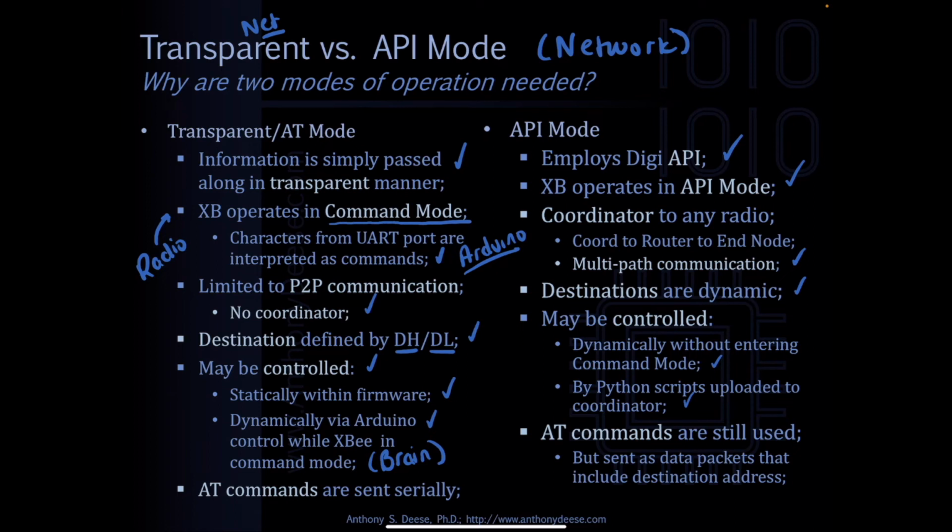Both the AT mode and the API mode use AT commands. However, in AT mode, those commands are sent serially, and in API mode, the AT commands are still used, but sent as data packets that will also include a destination address.